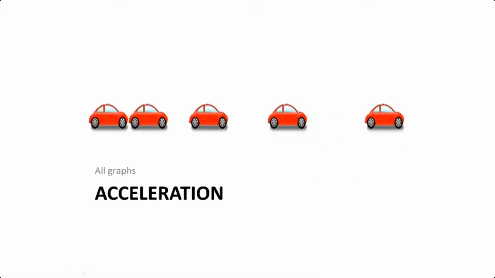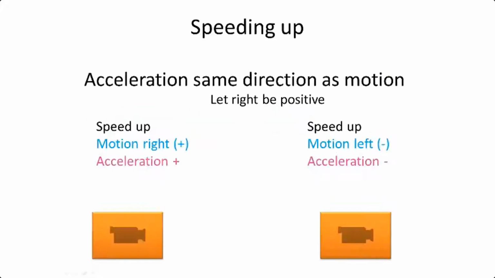Now let's look at a car that's accelerating. First of all, let's see the car speeding up while it's moving to the right. If it's speeding up, then its motion and acceleration directions must be the same as one another. So it's moving to the right. We've decided that right is positive, so its acceleration is also positive.